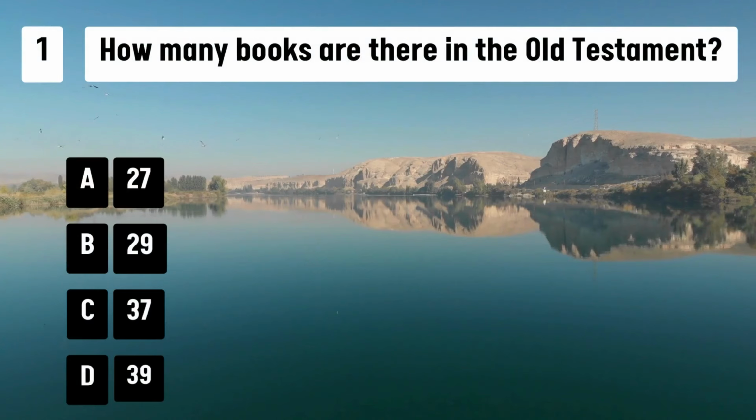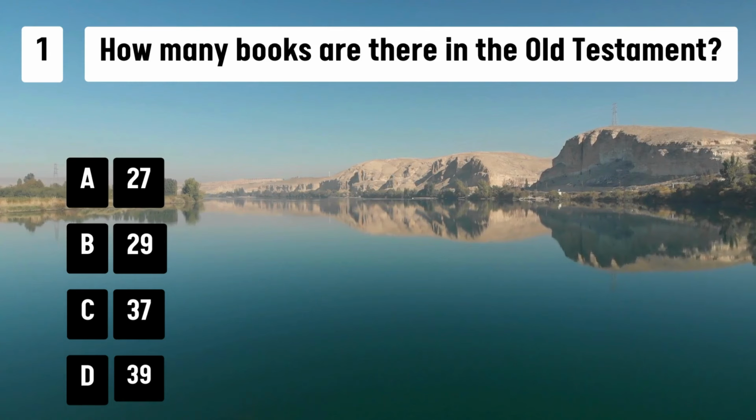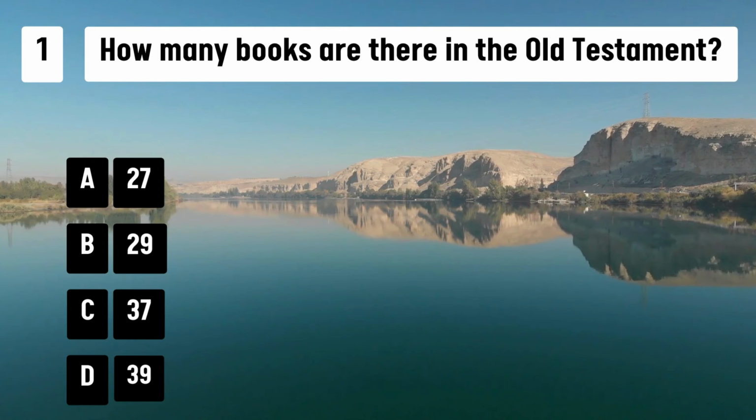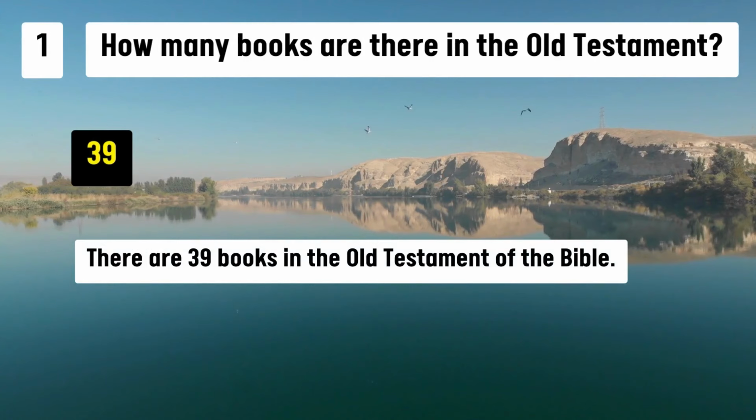Question 1. How many books are there in the Old Testament? 27, 29, 37, 39. The answer is 39. There are 39 books in the Old Testament of the Bible.